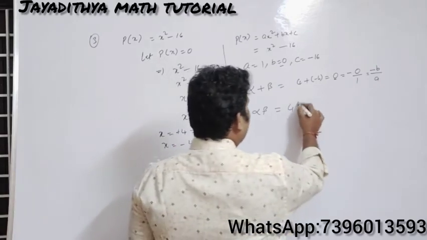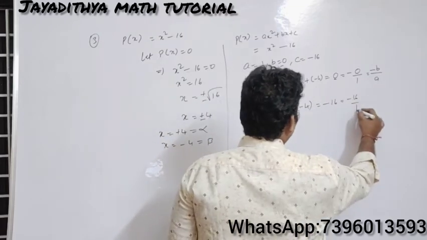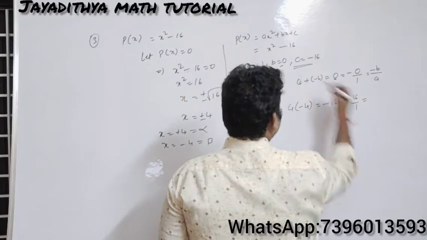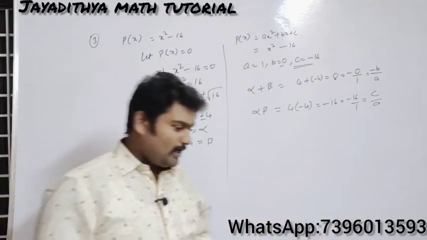That is 4. And what is beta? That is minus 4. This is equal to how much? Minus 16. You can write minus 16 as minus 16 by 1, which is nothing but c by a. If you write like this, you will be awarded only 1 mark.